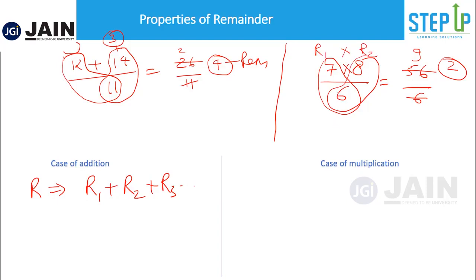So for example, 7 divided by 6, what is the remainder? You get 1. 8 divided by 6, what is the remainder? You get 2. So ultimately 1 into 2, 2 is the remainder.